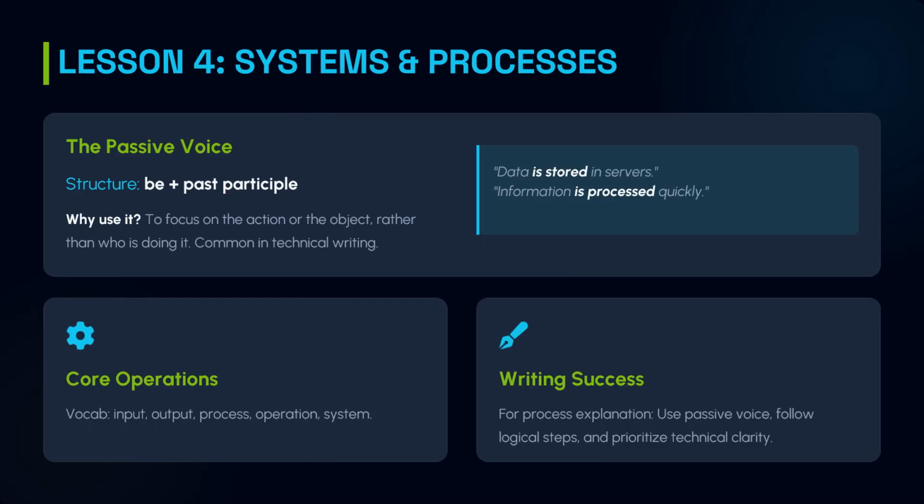So now speaking about lesson 4, where we have seen systems and processes. This is a crucial shift for your writing. In ICT, we often don't care who clicked the button, we care that the data was processed. So what do we understand here? We understand that the results are important rather than who did the action. So here we are speaking about passive voice. This is why we use passive voice.